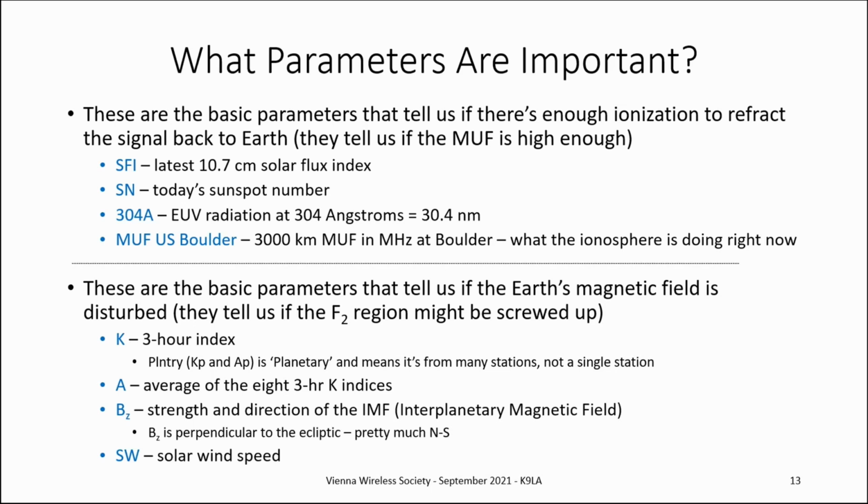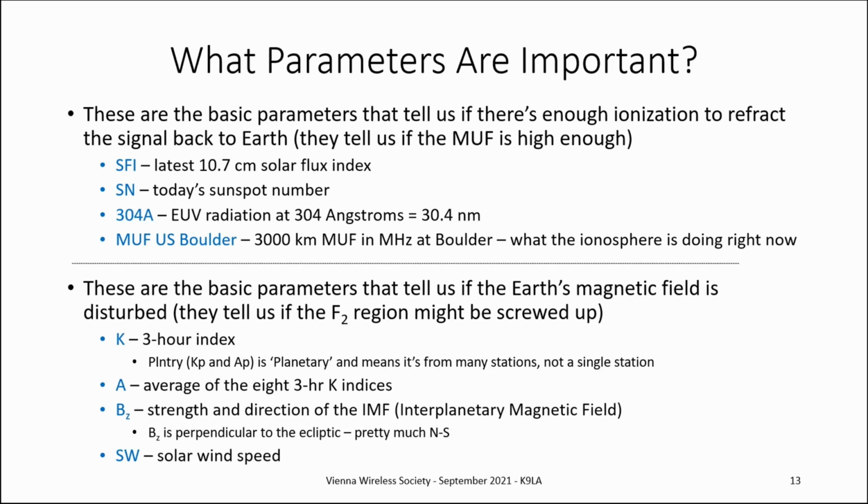MUF US Boulder is the maximum usable frequency at the Boulder ionosonde, assuming it's the midpoint of a 3,000 kilometer path. So it's going to tell us what the ionosphere is doing right now. It's not like the solar flux, the sunspot number, and the 304A, which really don't tell us what's going on right now. So those four parameters tell us if there's enough ionization.